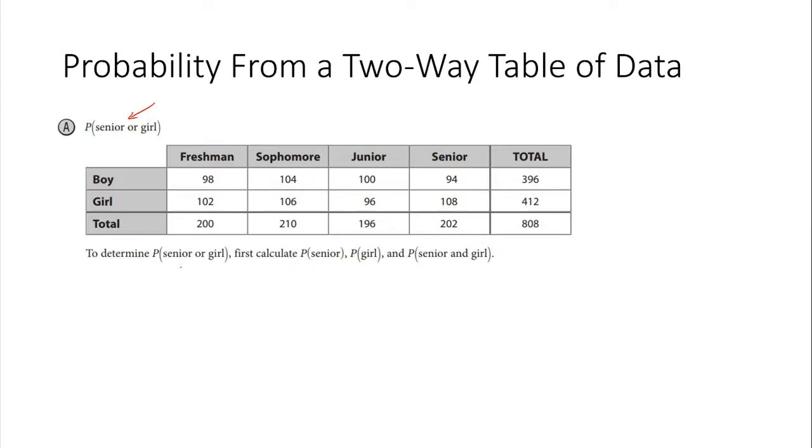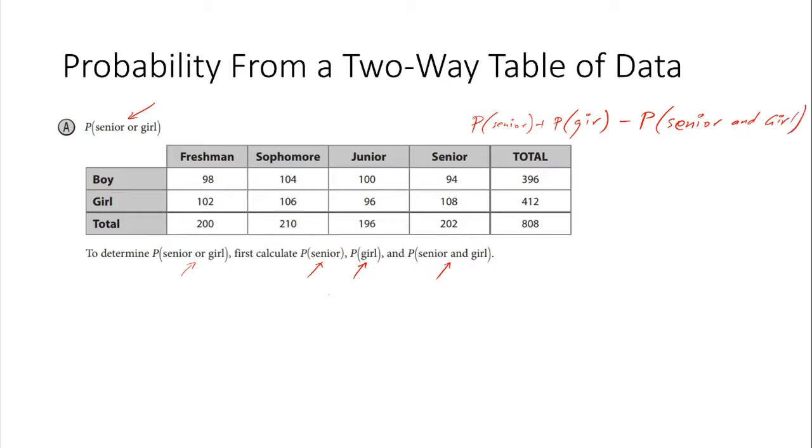Right, so first things first, let's figure out the probability of seniors. That's one thing we care about. And the other event is if we pick a girl. And then the probability of a senior and girl, because again, to get the probability of senior or girl, we have to take the probability of senior plus the probability of a girl minus the probability of a senior and a girl.